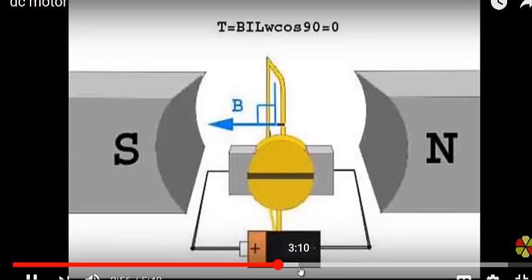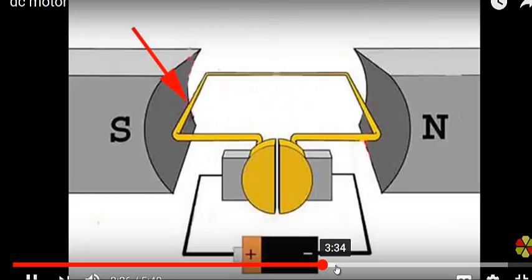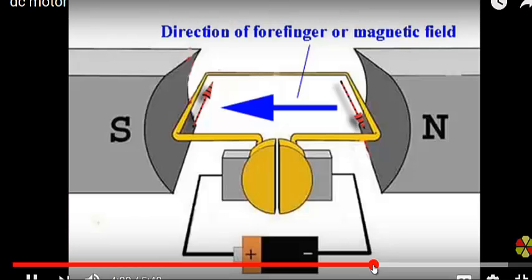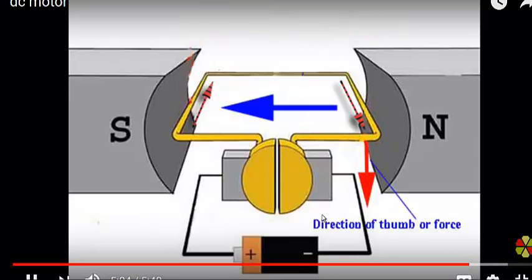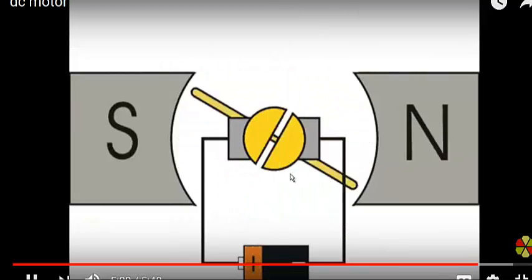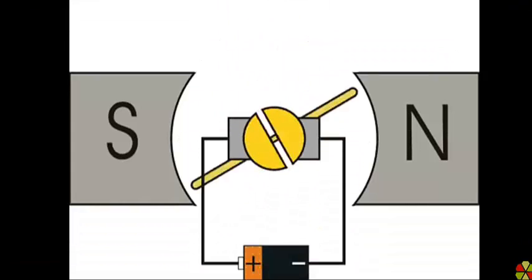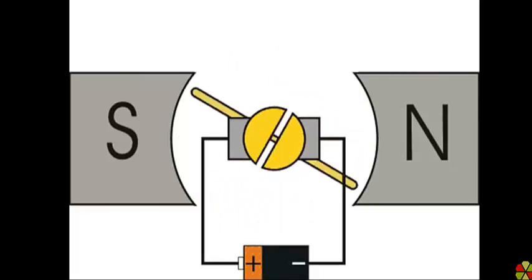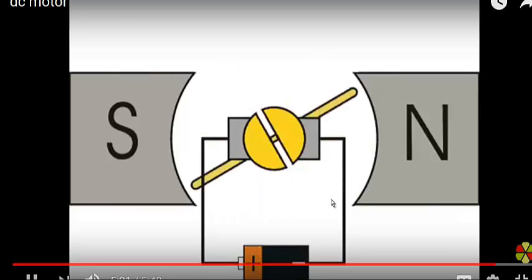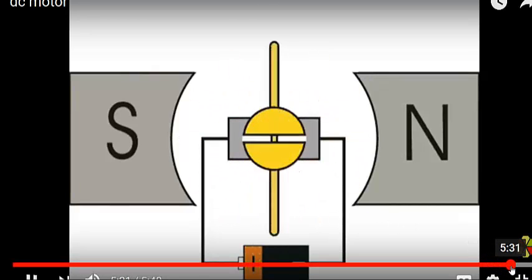So let's move along here. Moving along. Oh, there's his hand again. More right-hand rule stuff. But let me explain how this commutator works. When it comes around 180 degrees, the current flow direction changes, and therefore all of the forces change in direction and cause it to want to keep rotating. Otherwise it wouldn't rotate. Without the commutator, it wouldn't be a motor. That's the basic concept, just by changing the direction.